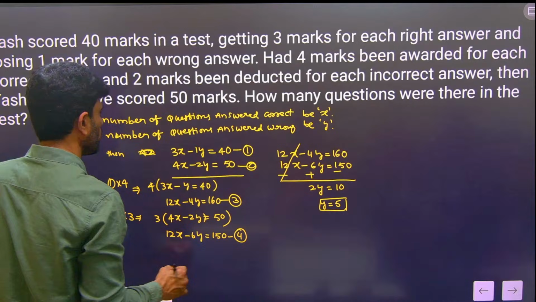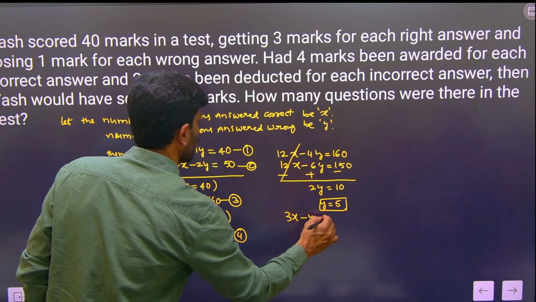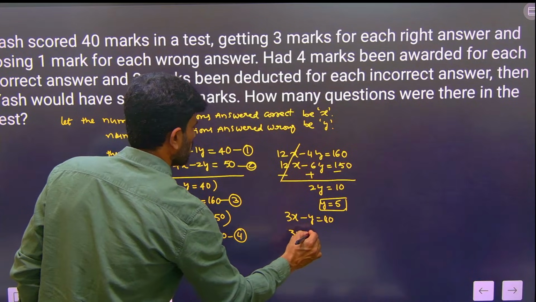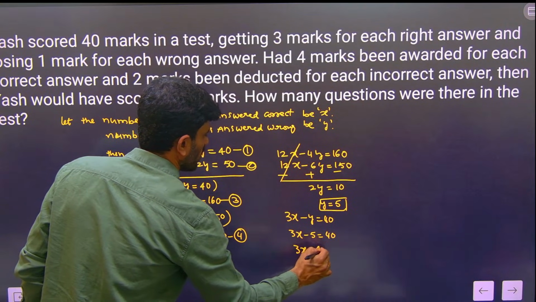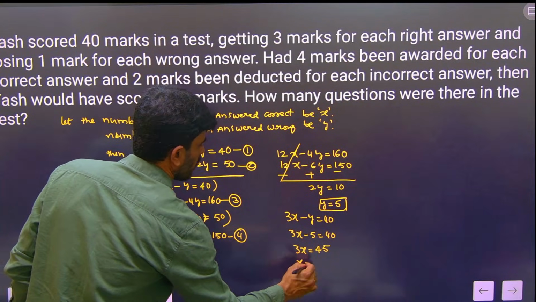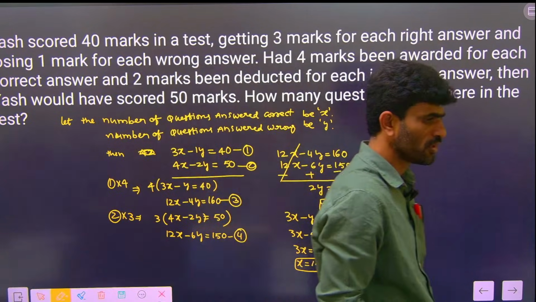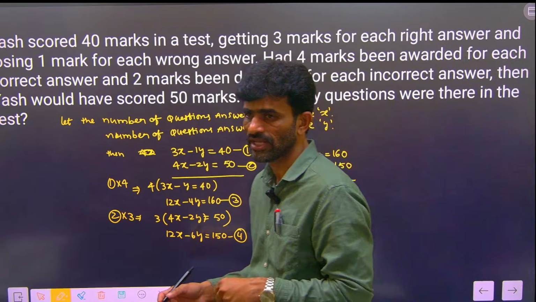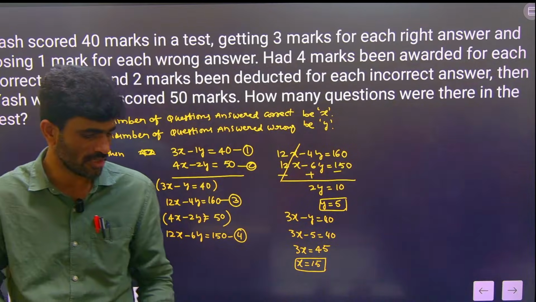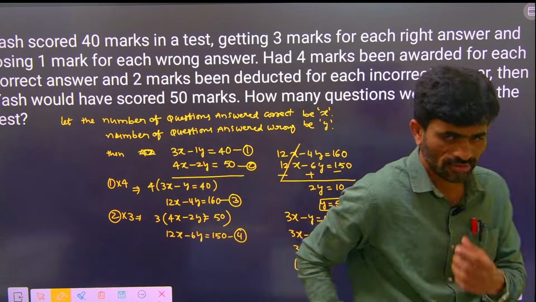We have to substitute in one of the equations. 3x minus y is equal to 40, so 3x minus 5 is equal to 40. 3x is equal to 40 plus 5, 45. x is equal to 45 by 3, so x is 15. So as a conclusion at last you have to write: the number of questions attempted correct is 15, the number of questions answered wrong is 5. The total number of questions is 15 plus 5, which is 20. You should write that also; you have to mention that last point.